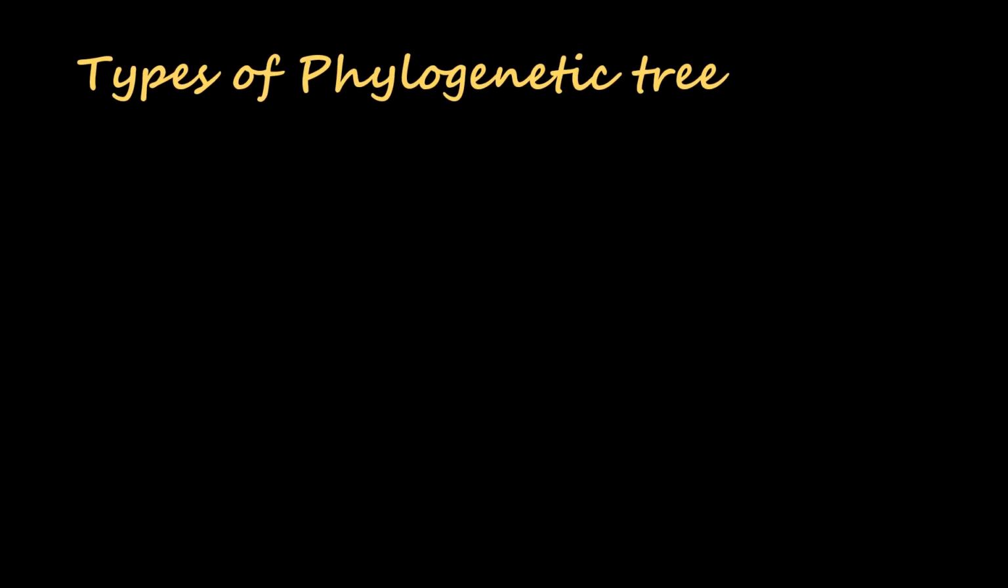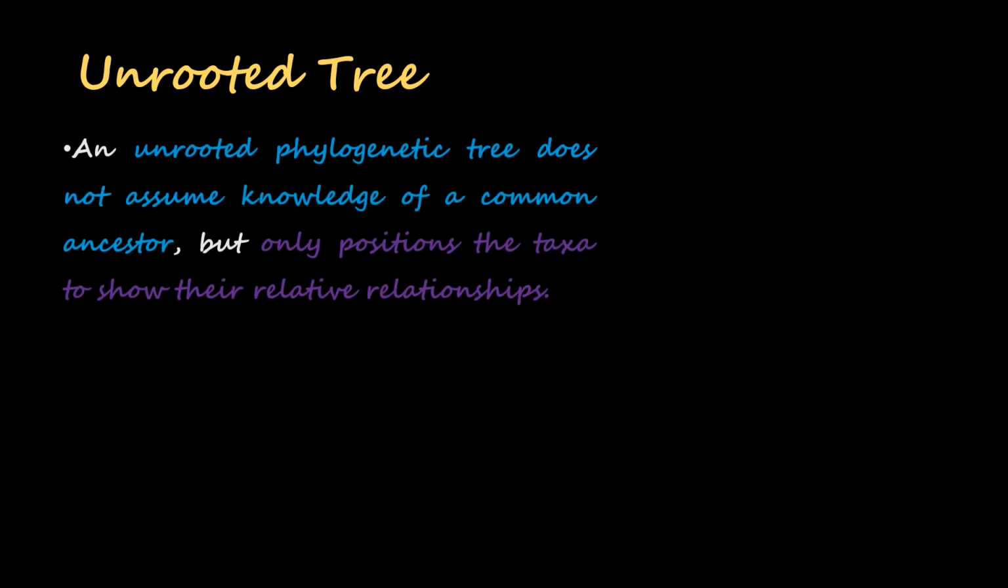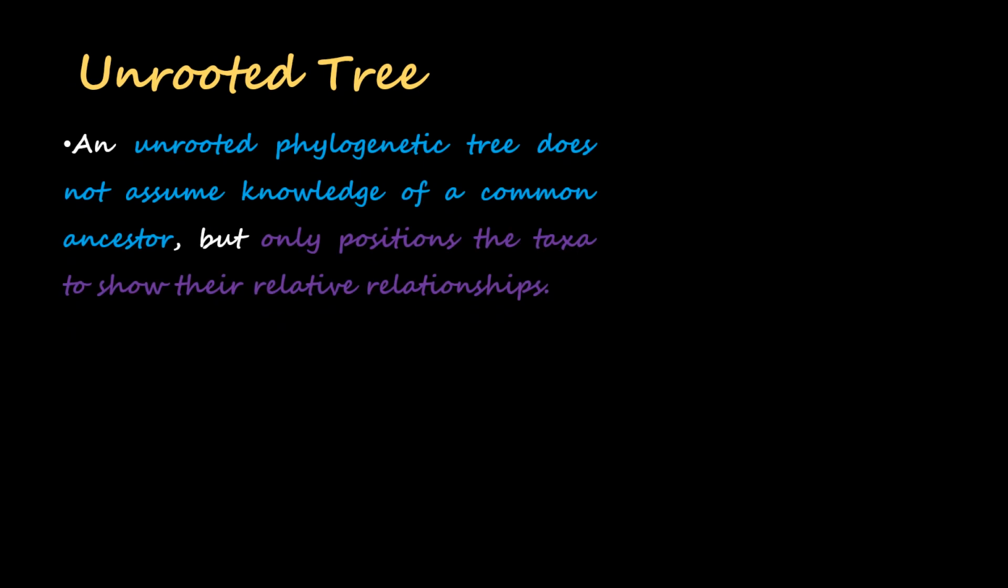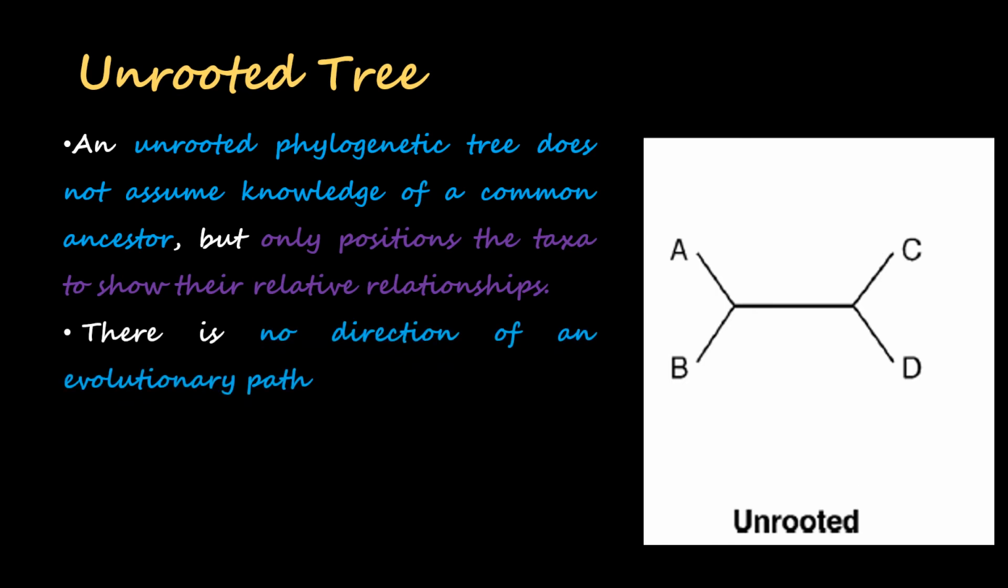Types of phylogenetic trees. There are two types of phylogenetic trees, rooted tree and unrooted tree. Unrooted tree. An unrooted phylogenetic tree does not assume knowledge of a common ancestor but only positions the taxa to show their relative relationships. So this is an unrooted tree. We are not getting any information about the common ancestor. There is no direction of an evolutionary path. It is less informative. We don't know how the evolution is taking place and in which direction. So this type of tree is a little less informative.